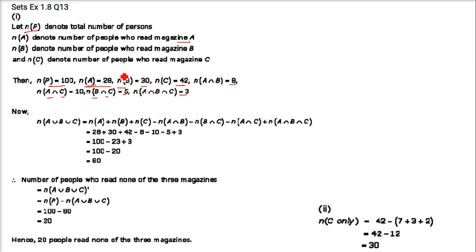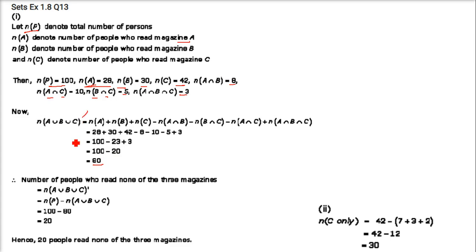So we have to find out, first of all, there are two parts of this question. How many read none of these magazines? We have first the formula of n(A union B union C) is n(A) plus n(B) plus n(C), then minus n(A intersection B), n(B intersection C) and n(A intersection C), and then plus n(A intersection B intersection C). This formula we know, for A, B, C. We know all these values, just put in here, it is 80. So n(A union B union C) is 80.